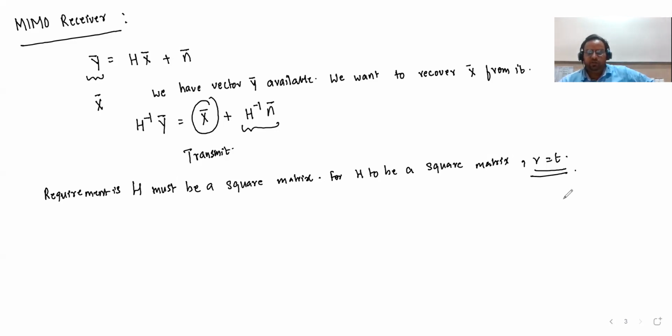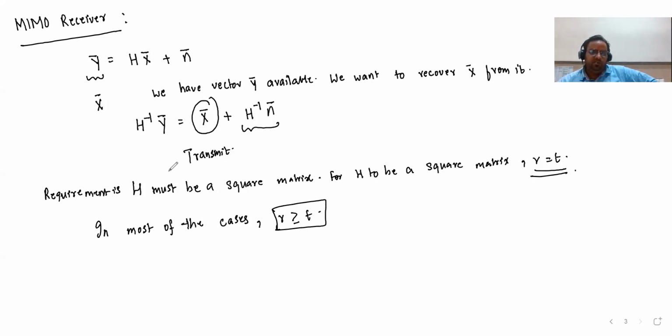R equal to T means that the number of receive antennas should be equal to the number of transmit antennas, and that case is very difficult to realize, as in most cases we have R greater than or equal to T. So this particular technique is difficult to implement.